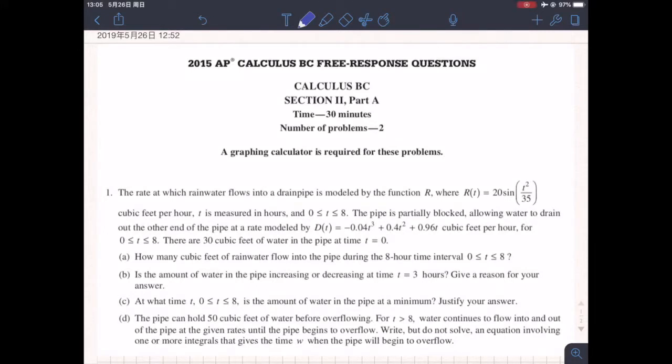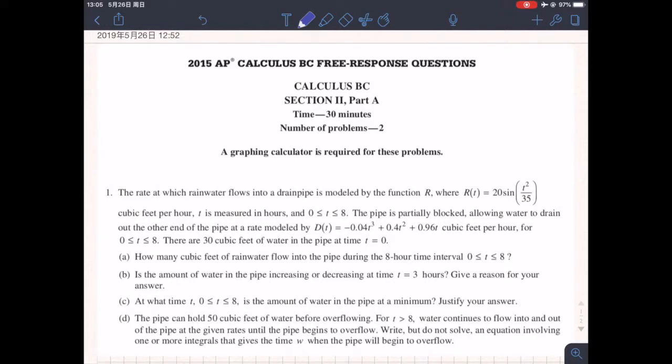Real-life application in both derivatives and integrals. Here, we've got an AP Calculus BC free response question from 2015. From the text, we can learn that function R is the rate at which rainwater flows into a pipe, and function D is the rate at which rainwater flows out of the drain pipe, and their time intervals are both from 0 to 8. Also there is an initial condition saying that there are 30 cubic feet of water in the pipe at time t equals 0.